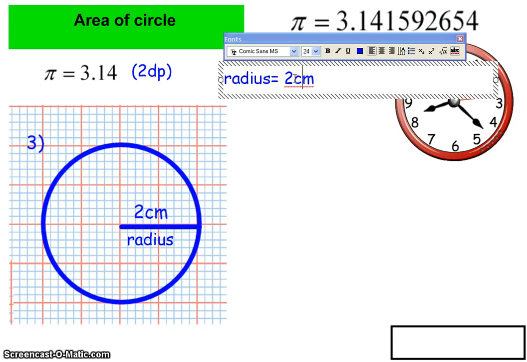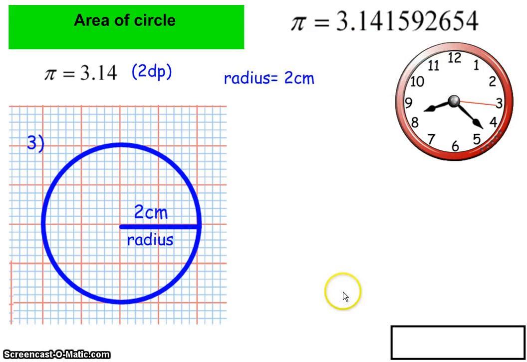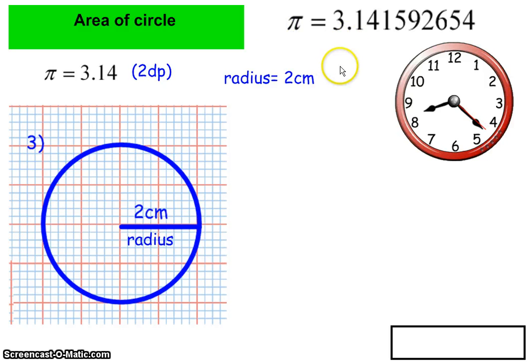Okay. Now, in order to use the area of a circle, we have to use this symbol here, which is called pi, which is 3.14, and it's recurring. It's going on and on to infinity. So what we're going to do, we're going to use the value of pi as 3.14 to 2 decimal places.